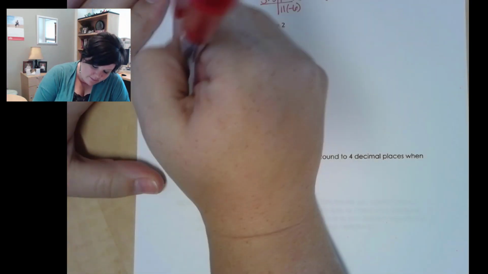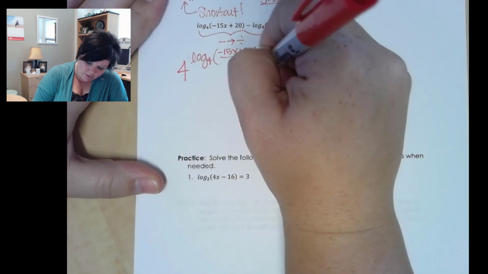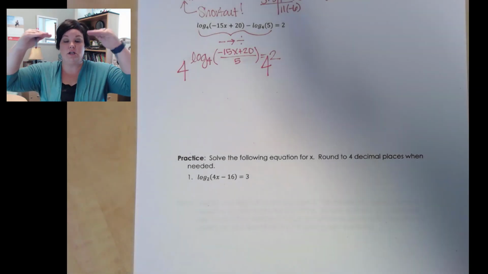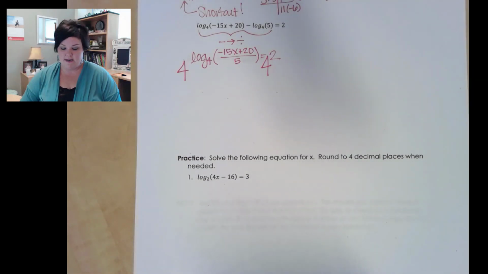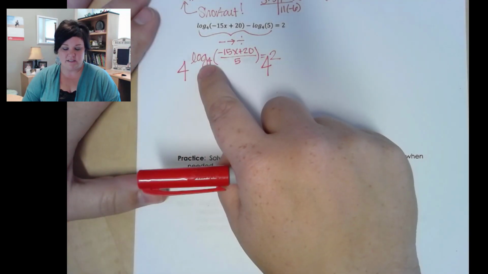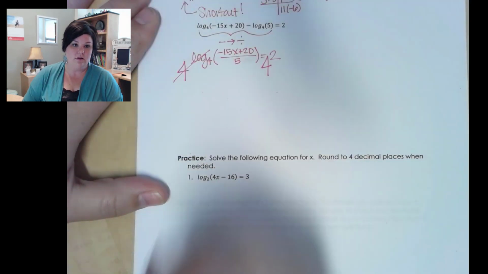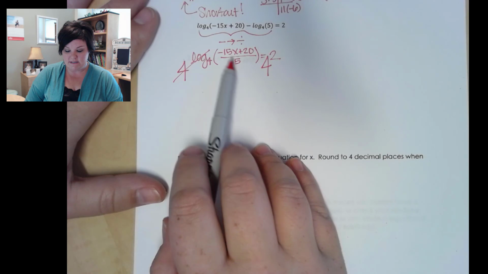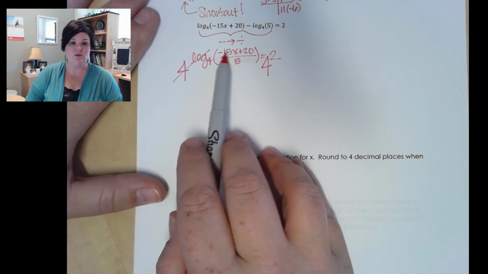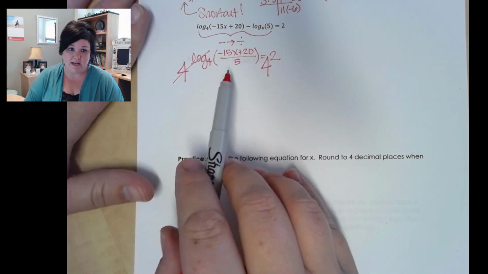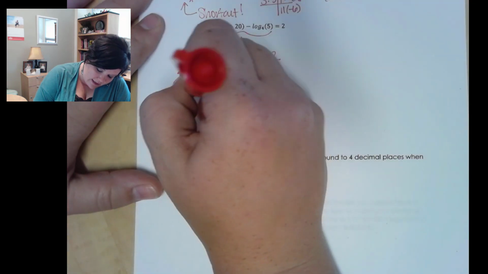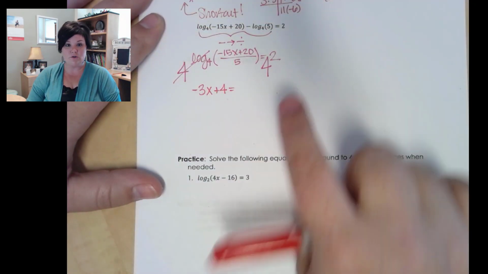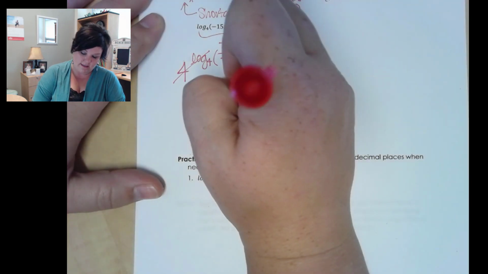Okay, and I'm going to do that by just writing a big 4 here. So I put a big 4 in, so I've moved the equation up into the exponent. Now my 4 and my log base 4 will cancel. And I actually can cancel this 5 here, right? Because it divides evenly into these two, or I can reduce both of them by 5. So that's going to leave me with negative 3x plus 4 is equal to 4 squared, which is 16.